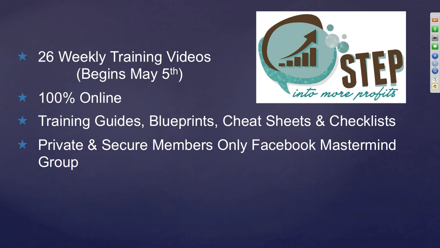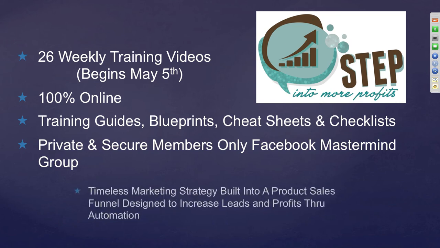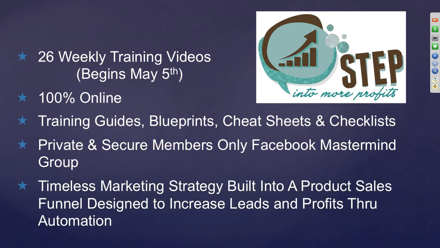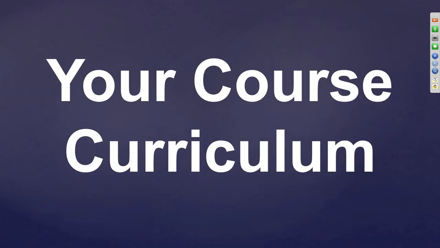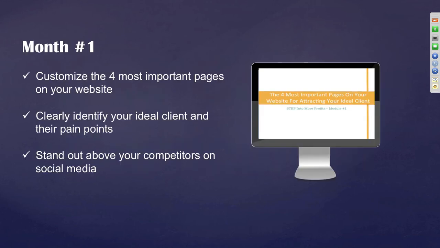In that 26-week period, you are going to be amazed at how much you get done. And at the end of it, you're going to have a timeless marketing strategy that is built into a product sales funnel that is designed specifically to increase your leads and profits through automation. Now, I want to tell you exactly what's included in this course, because 26 is a long commitment, I know, for a lot of you, but it's so worth it. It is a commitment. But here's what we're going to do.